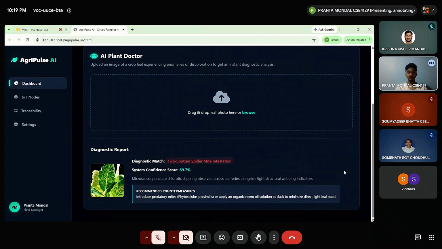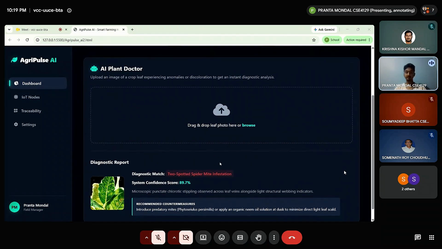So this is a tobacco leaf. Here the diagnostic mesh spots a spider mite infestation, and system confidence is 89.7%. And sir, here are the recommended countermeasures: introduce predatory mites or apply an organic neem oil solution at dusk to minimize direct light leaf scale. Here is the solution, here is the problem.